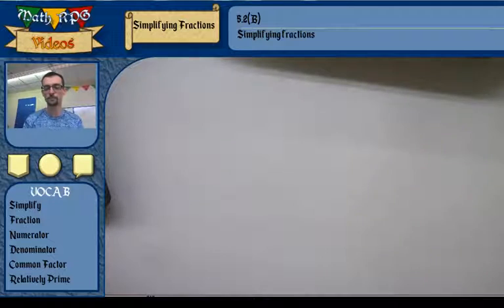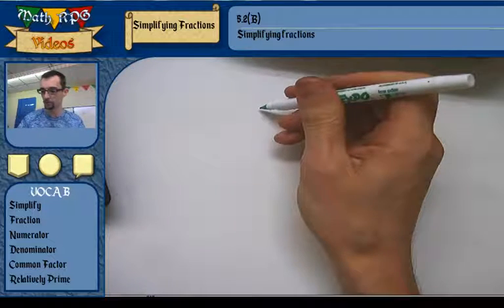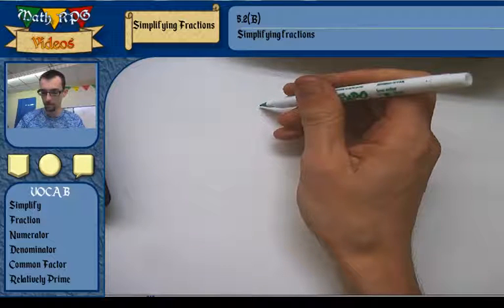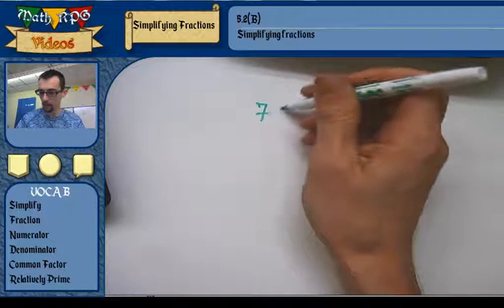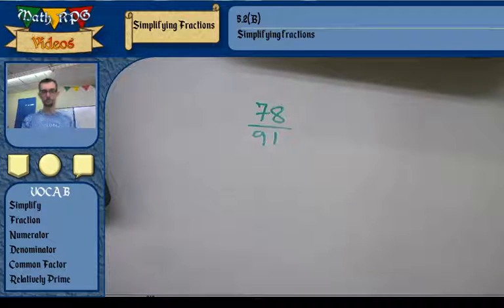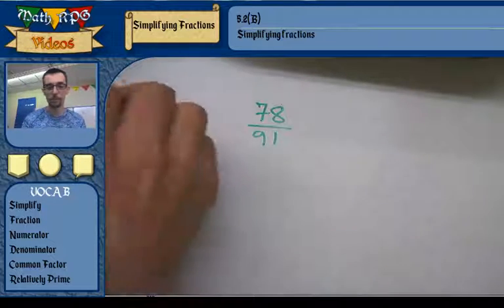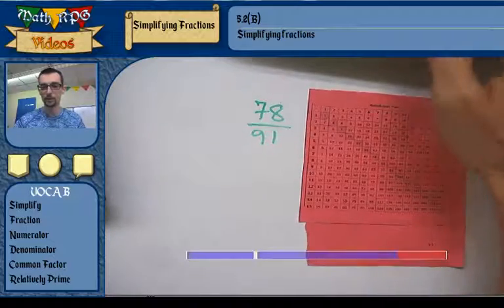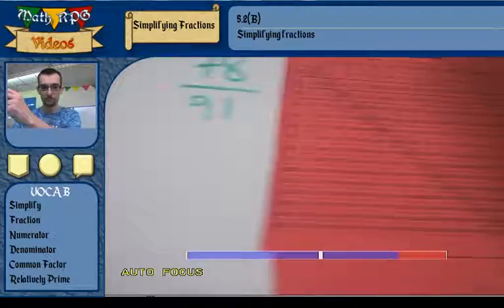Let me show you one more trick, though, you can use if you happen to have a times table. So I'm going to simplify this fraction. Let's say we're going to do, let's see. Let's do 78 over 91. All right, there's my fraction. Okay, here's one trick you can do if you have a multiplication table, and I happen to have one. That's how I created this fraction. In fact, I'm going to zoom in a little bit here so we can see this better.